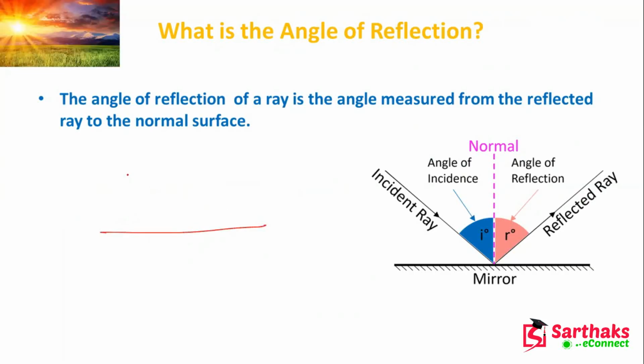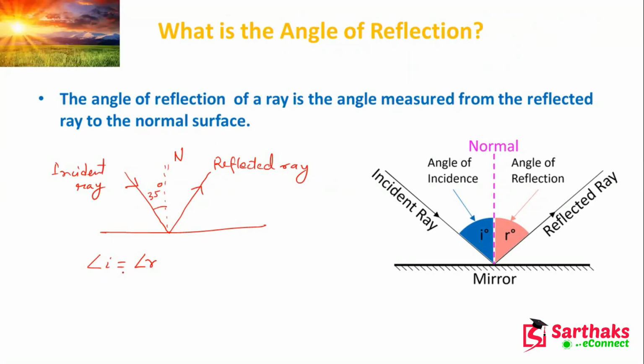One thing I want to tell you: suppose it has been given, this is the normal, this is the incident ray, this is the reflected ray. Now, if this angle is, suppose, 35 degrees, then according to the law of reflection, the incident angle equals the reflected angle, so this will be 35. Now another type of question may come.